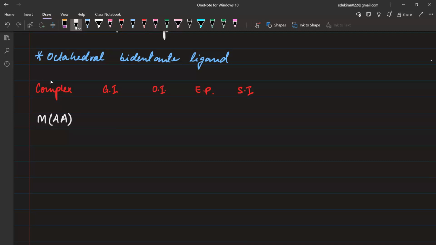This is a bidentate ligand. That means metal is coordinating with A atom and A atom also, and this is 3 times. Correct? Yes or no, please tell me. Yes, sir. Okay. Now, in this case, obviously, first of all, we are going to look at the GIs.